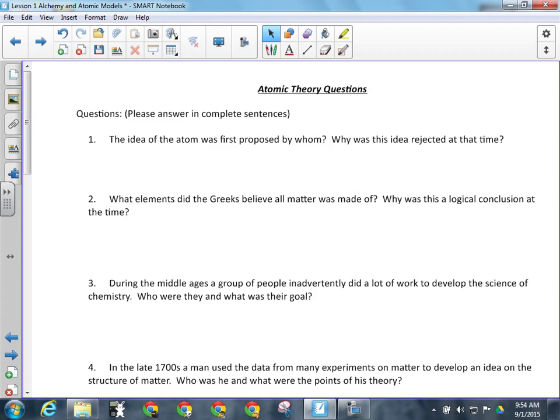Okay, for number two, what elements did the Greeks believe all matter was made out of? Fire, water, earth, and air. Yep. Why was that a logical conclusion at the time? Well, you could very simply look at stuff. If you looked at water, water was water, but when you heated it up, you combined water and flame. Well, that means that steam must be some parts water and some parts fire, and so on. So it made sense. It was easy to use.